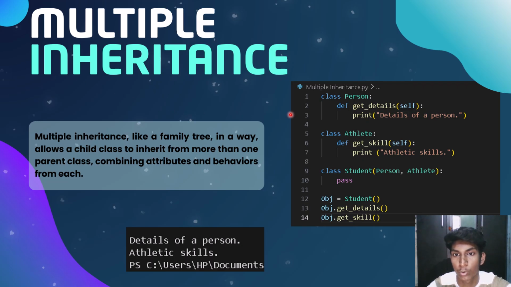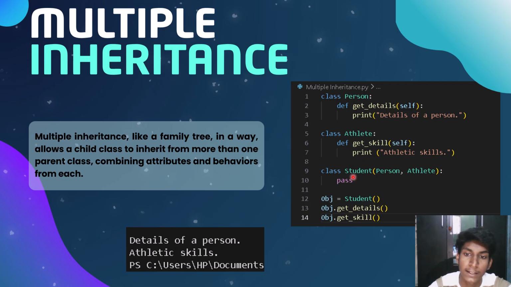As you can see here in the code, we have a base class named person that contains the function getDetails that prints details of a person. We have another class named athlete that contains a function called getSkill that prints athletic skills. Now we have a derived class, student, that is derived from both classes, base class person and base class athlete.